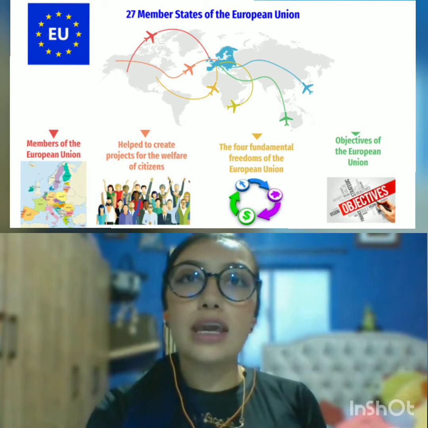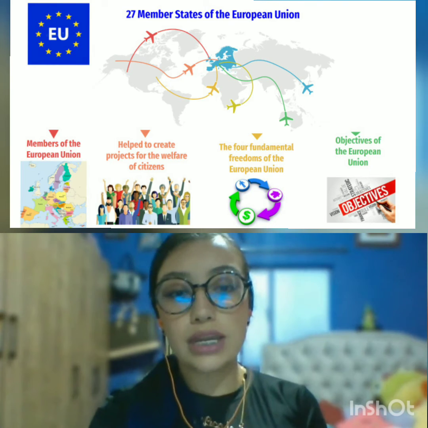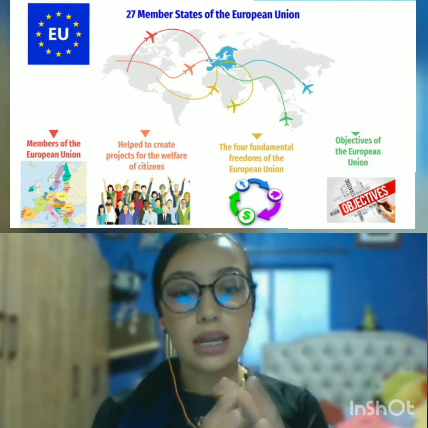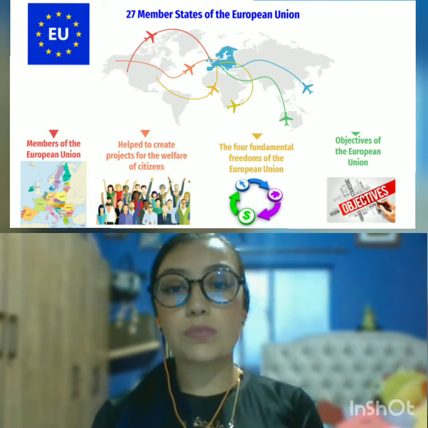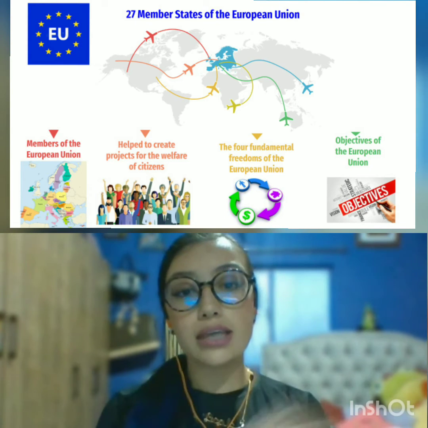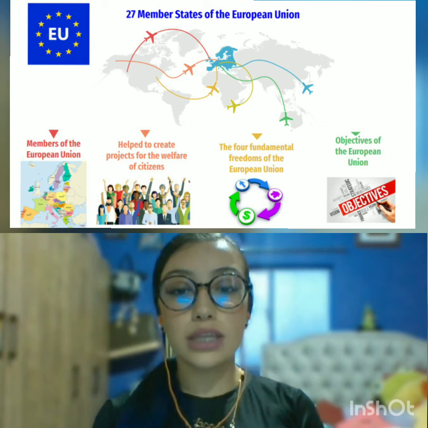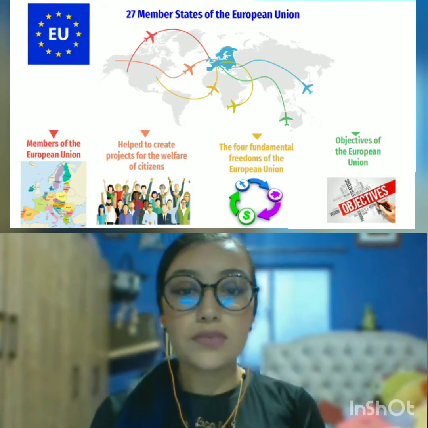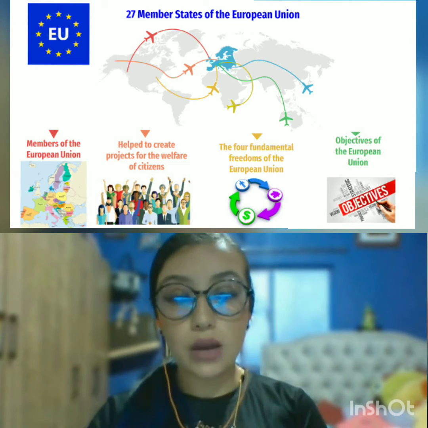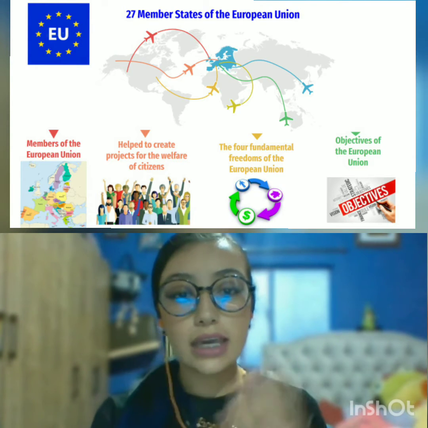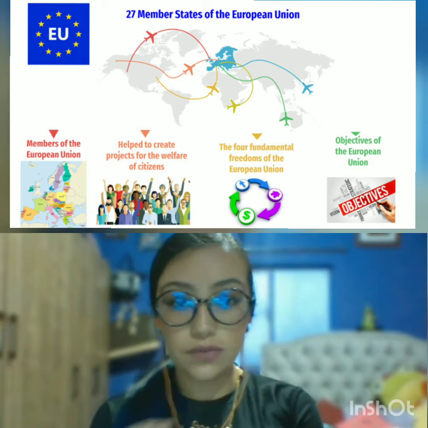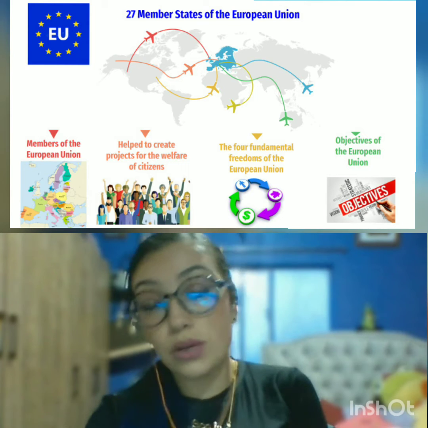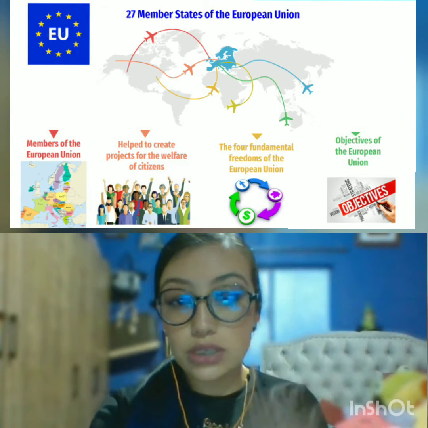The second part is that the European Union helps to create a project for the welfare of citizens. It is an economic, political, and social project that has generated peace, stability, and prosperity for more than half a century. Another aspect is the four fundamental freedoms of the European Union. The European Union has contributed to raising the standard of living of Europeans, created a single currency, and is now progressively building a single market with people, goods, services, and capital.